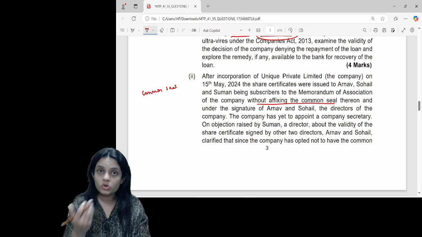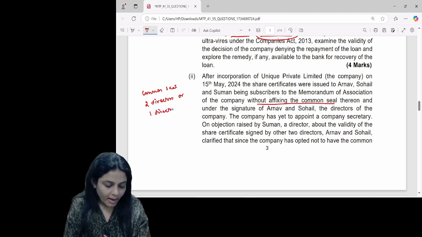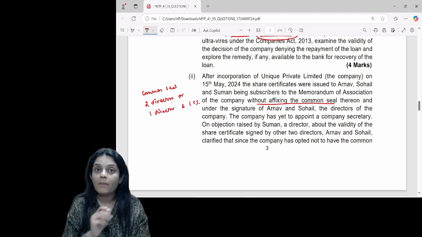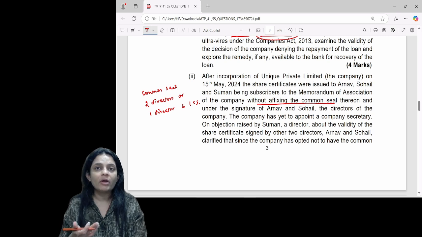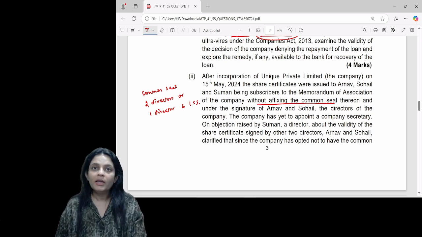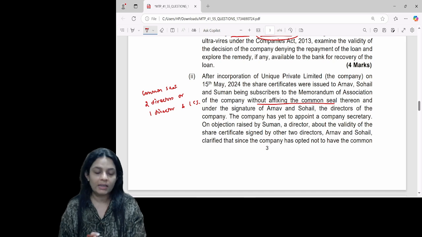So if a company does not have a common seal, then the document shall be signed by 2 directors or 1 director and 1 company secretary if the company has appointed one. Ma'am, if I have appointed a company secretary, can I not have his signature and just 2 directors sign it? If I have appointed a company secretary, it is mandatory that the company secretary must sign it.